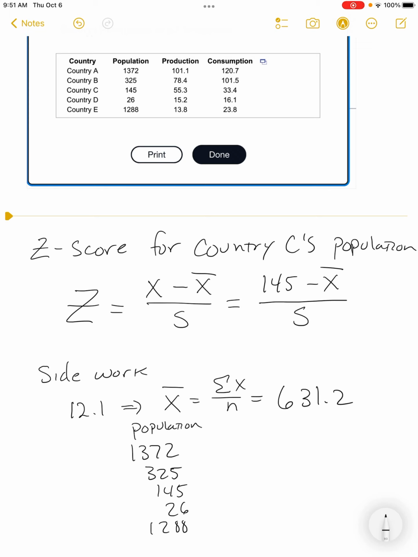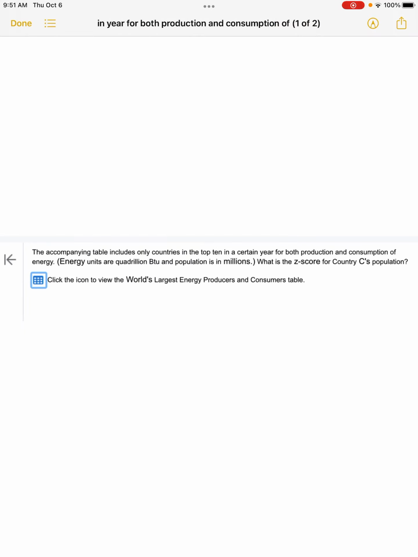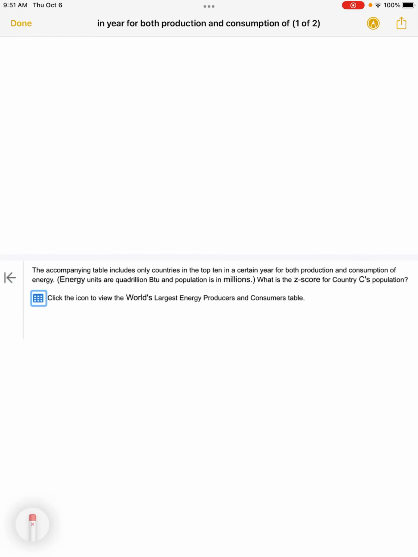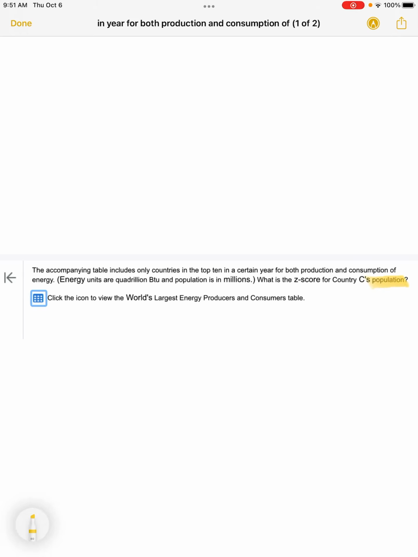Now, where's country C? 145. That's why the 145 is up here, right? We need to figure out relative to the others, how does 145 sit? A great way to do that is the z-score. I just wanted to stress that you're not looking at production. You would only look at production if the question itself had said production instead of population, but it doesn't. Oh, it is letting me write in there. I don't know why I couldn't do that before, but that word right there is why we're focused only on that column.